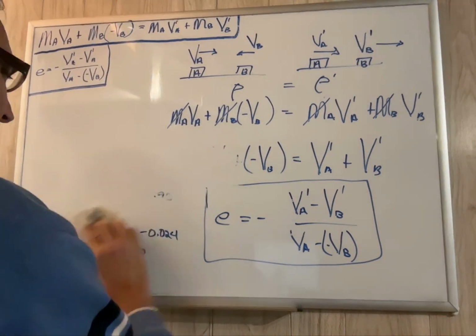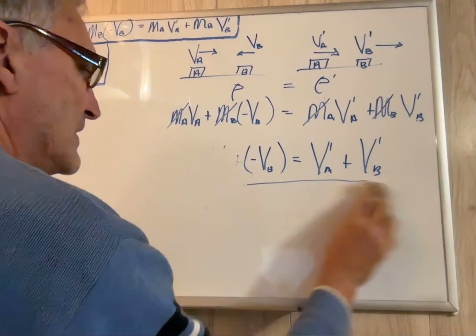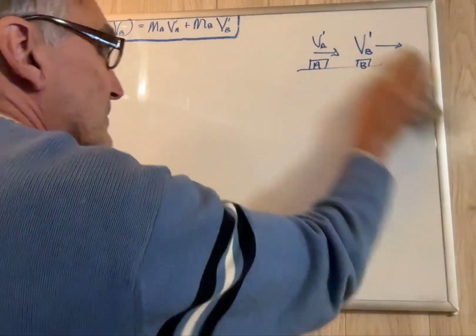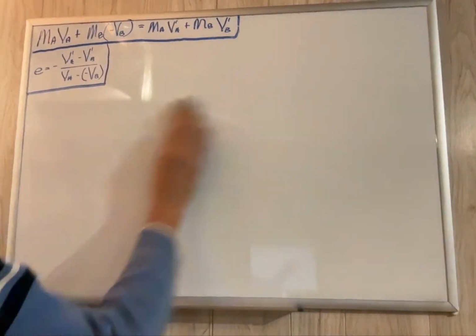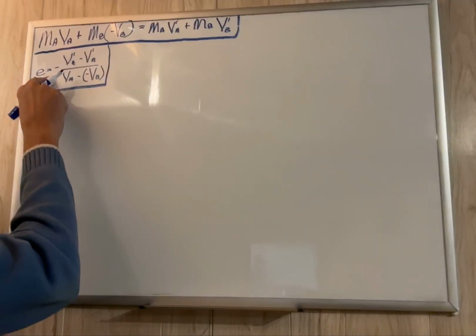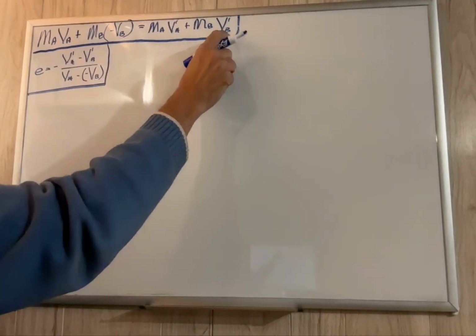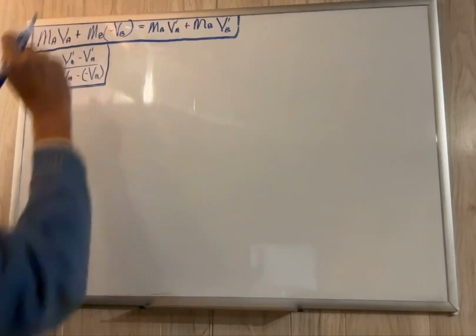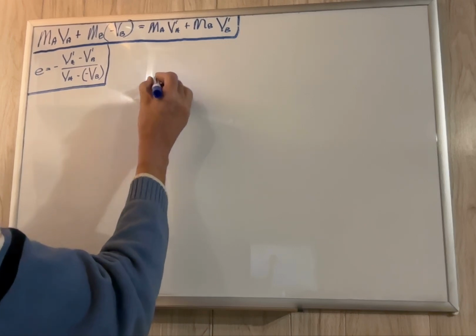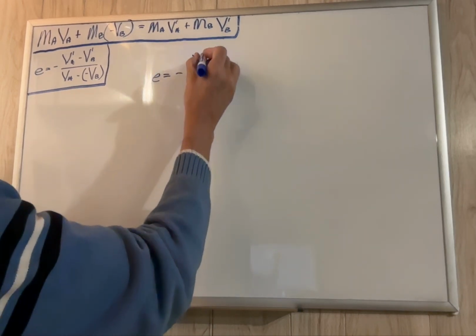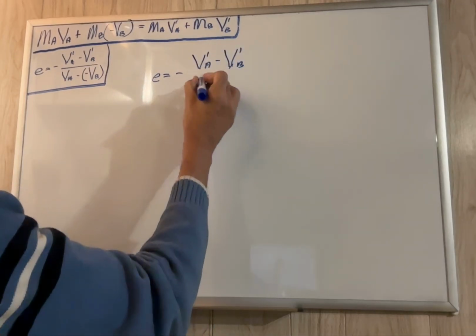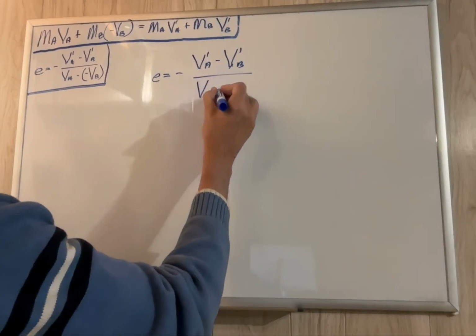All right, so in this world right here, we have two equations, two unknowns. So we need to get rid of one of these equations and make it just one solid equation. So how do we do that? Probably the easiest way is to solve this for velocity prime B and put it in here, and then end up solving for velocity A. So let's see how we can do that. So E is going to be equal to negative velocity prime A minus velocity prime B, divided by VA minus VB.